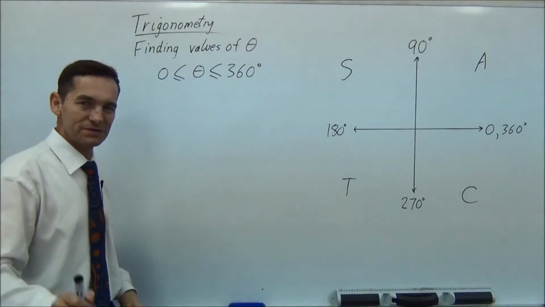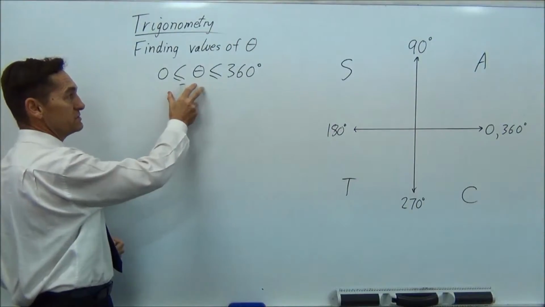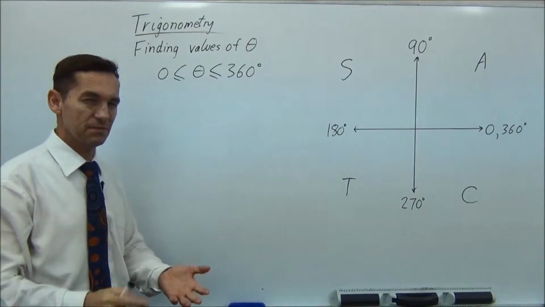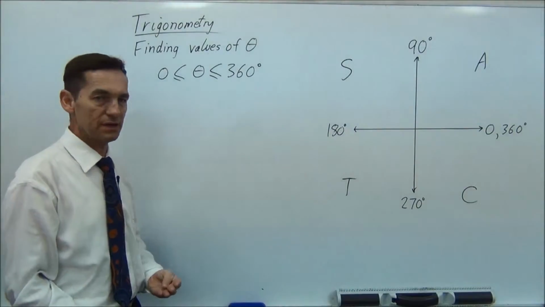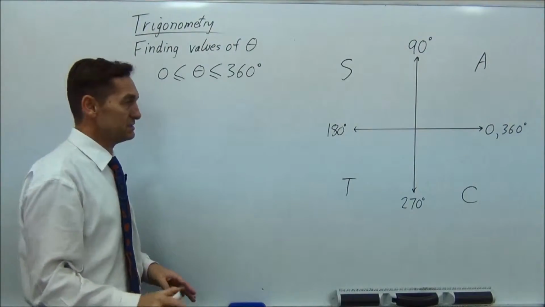G'day again. So today we're going to do a little bit more on trigonometry. This time we're going to find values of theta between 0 and 360 degrees. Now you can pretty easily do most of it on your calculator, but this diagram is very helpful for speeding you up in a test.